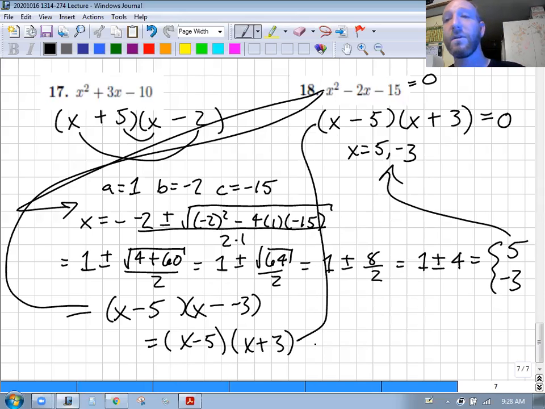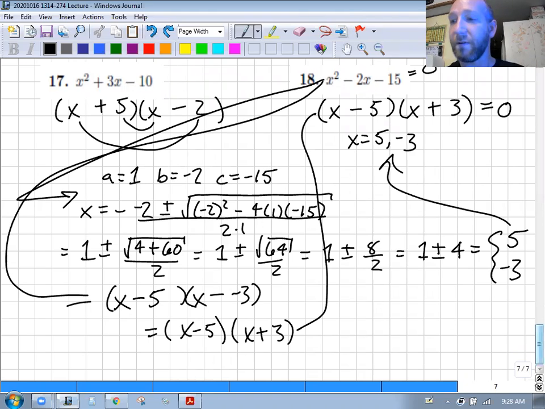All right, so that's another way to find your factors, is to use the quadratic formula, because not all of them are nice where you can just look at it and see, oh, here's 2 numbers that multiply to give us this and add to give us that. They don't always work out that way. Sometimes they're just really ugly.